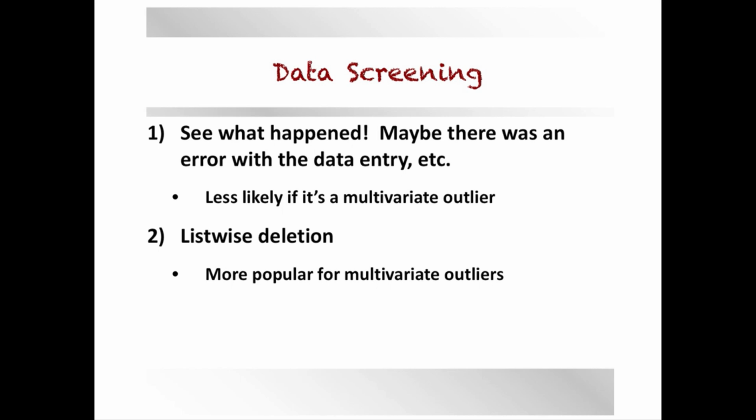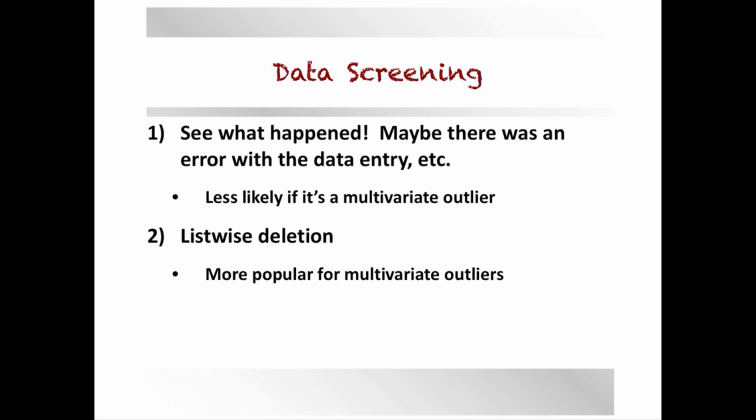But it's always good to go back and look, and so if somebody shows up later as a multivariate outlier, you can go back again and try to figure out why. It's always good to just look. Number 2 is listwise deletion. This is more popular because it's just harder to identify why or what happened with that person that caused them to be an outlier.